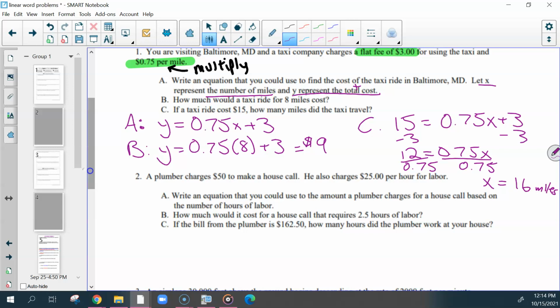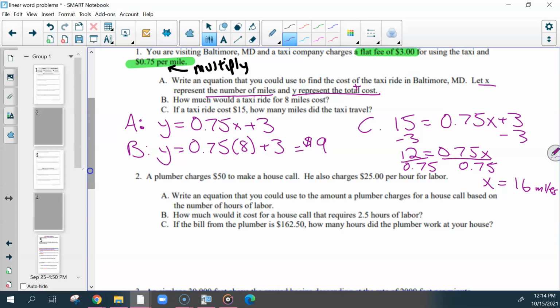Okay. The most important thing with this is make sure your equation is set up right. That way you get the correct answers for everything else. If your equation is not set up right, then you won't have the right answers. And make sure you have your units. So part B was asking about costs, so your units would be dollars. Part C was asking about number of miles, so your units would be miles.